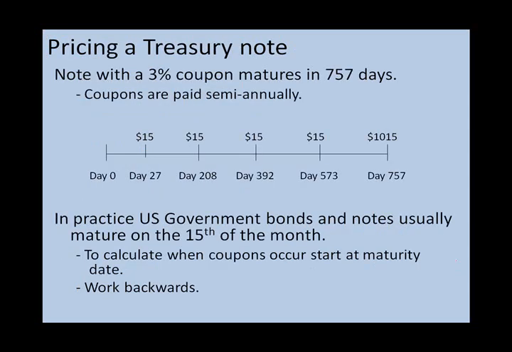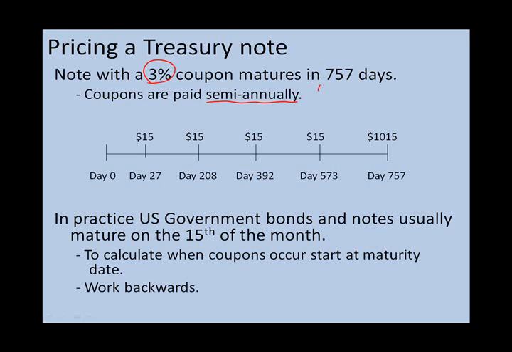Let's apply this concept to reality. Let's price a Treasury note. Here we've got a Treasury note with a 3% coupon that matures in 757 days. The coupons on this government note are paid semi-annually. The first thing we need to do is draw the timeline. And we need to calculate the interest payments every 6 months, because coupons are paid semi-annually. So we know that this is a 3% coupon.